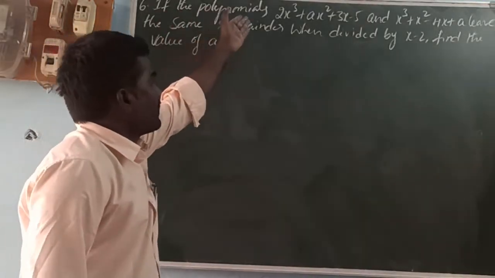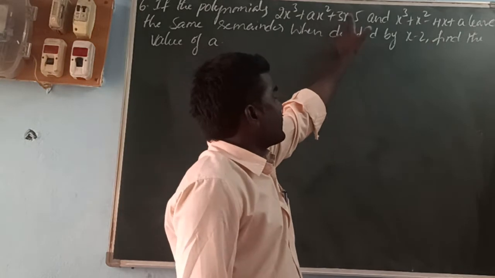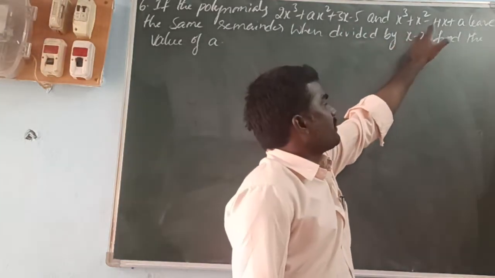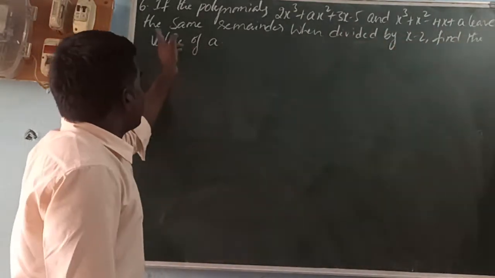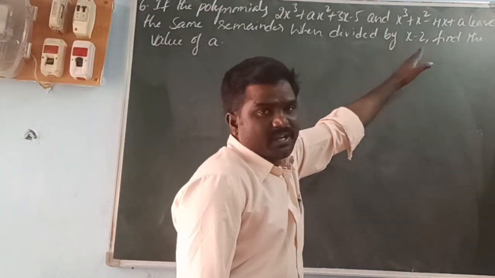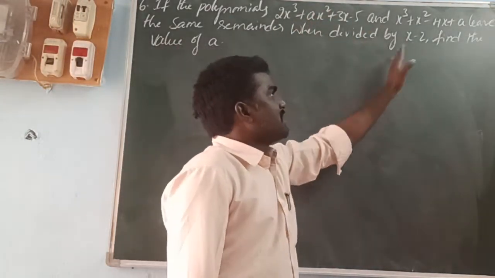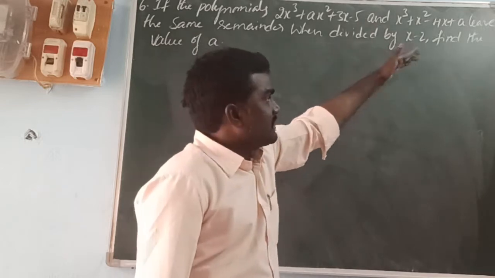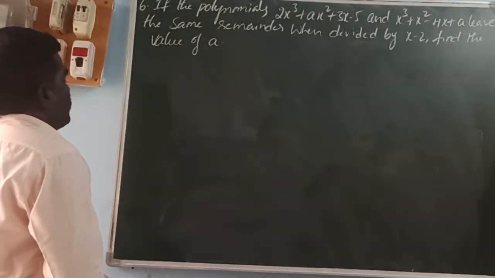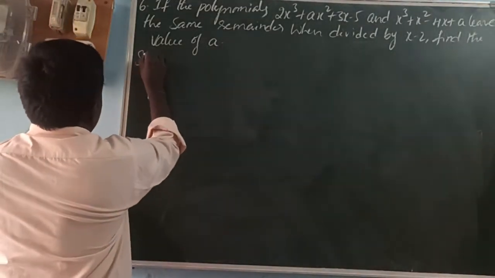Next, if the polynomials 2x cube plus ax square plus 3x minus 5 and x cube plus x square minus 4x plus a leave the same remainder when divided by x minus 2, find the value of a. Okay, that means when these two polynomials are divided by x minus 2, we get the same remainder. So first, write the given polynomials.